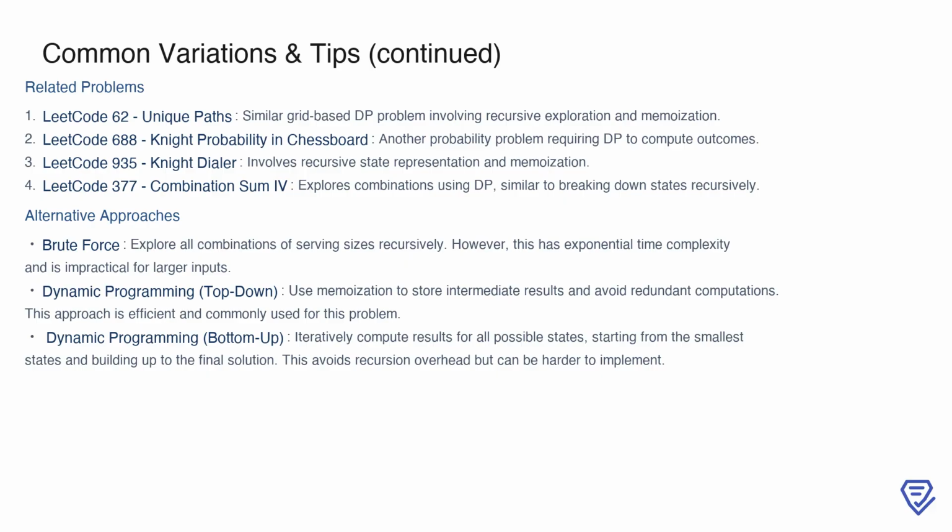Using a top-down approach with memoization allows you to avoid redundant computations by storing intermediate results. Alternatively, the bottom-up DP approach involves iteratively computing results for all states, starting with the smallest cases and building up. While bottom-up avoids the overhead of recursion, it can be trickier to implement correctly.